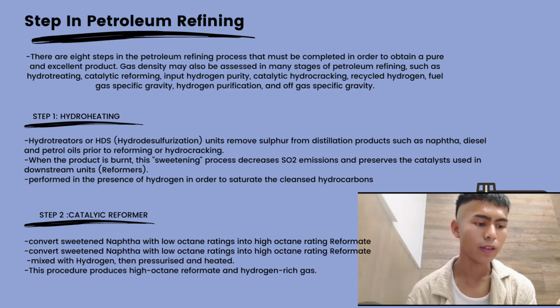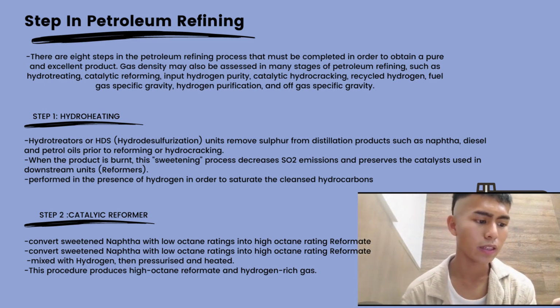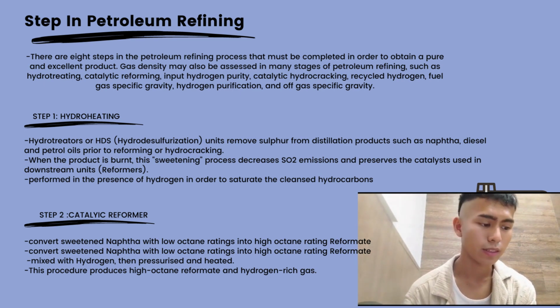Step 1 is hydrotreating. Hydrotreaters are hydrodesulfurization units that remove sulfur from the distillation products such as naphtha, diesel, and petroleum oils prior to reforming and hydrocracking.